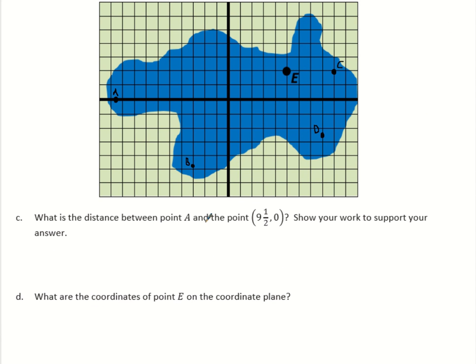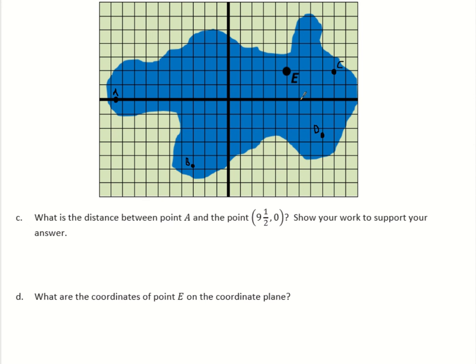As we can see, I've copied the graph and placed it here. As we move on to question C, question C asks us, what is the distance between point A, which we've already plotted, and the point 9.5, 0?